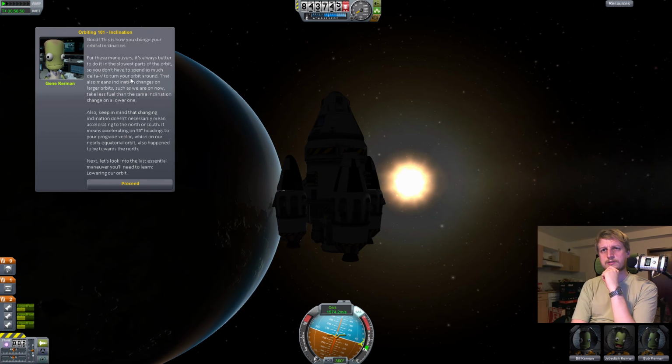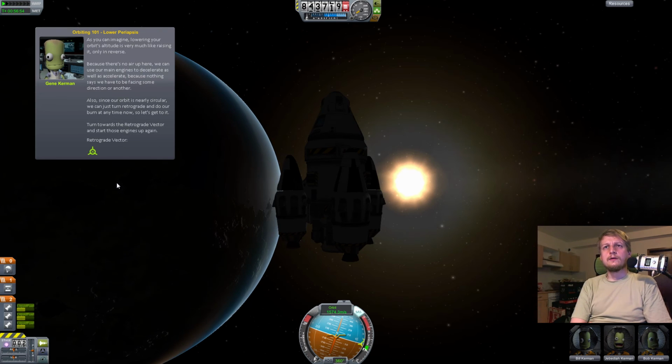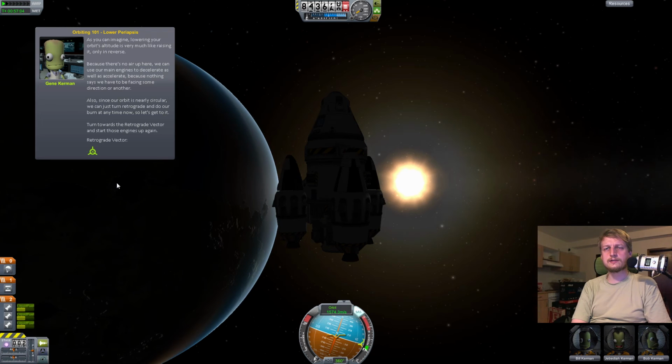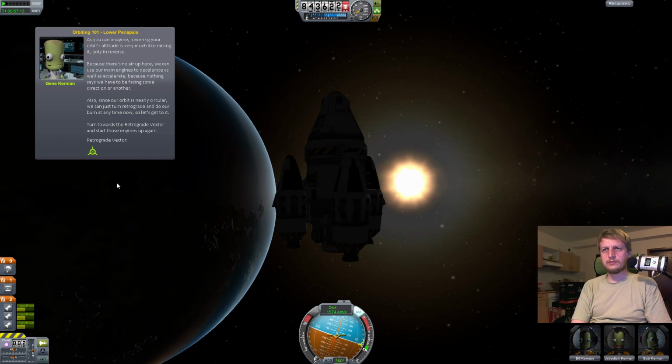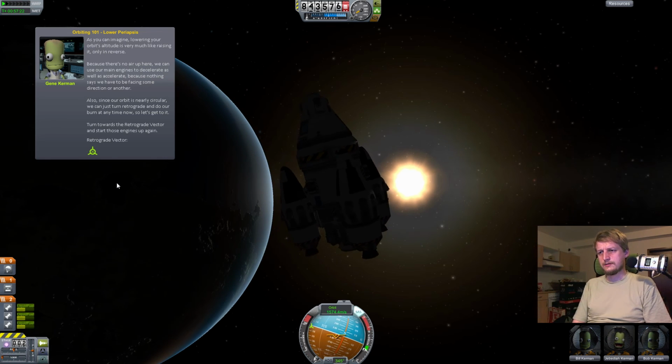Next, look into the last essential maneuver you will need to learn: lowering your orbit. As you can imagine, lowering your orbit altitude isn't very much like racing, because there is no air up here. We can use our main engines to decelerate as well as accelerate, because nothing says we have to be facing some direction or another. Also, since our orbit is nearly circular, we can burn retrograde at any time now. So let's do it towards the retrograde vector and start. Yeah, okay, I get it.